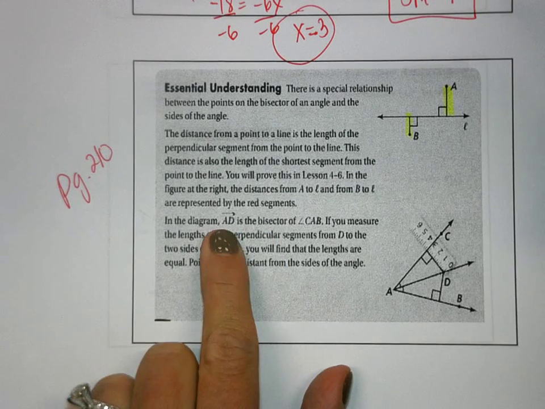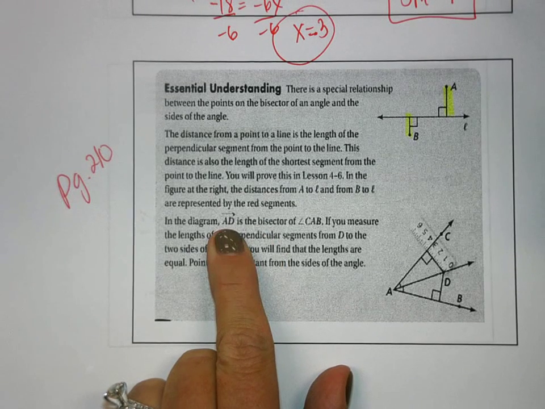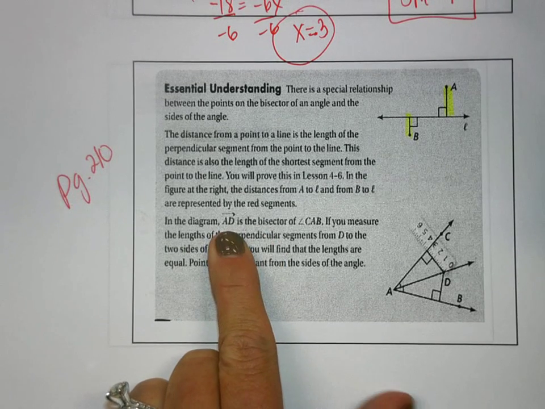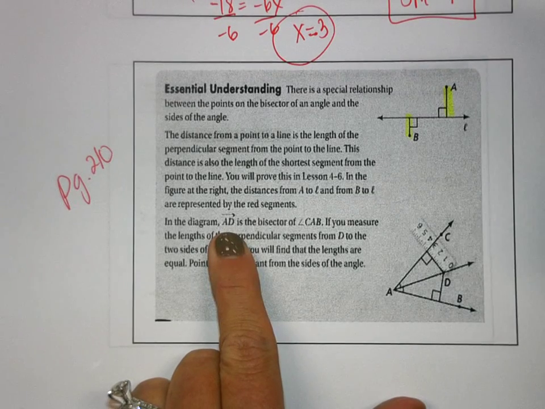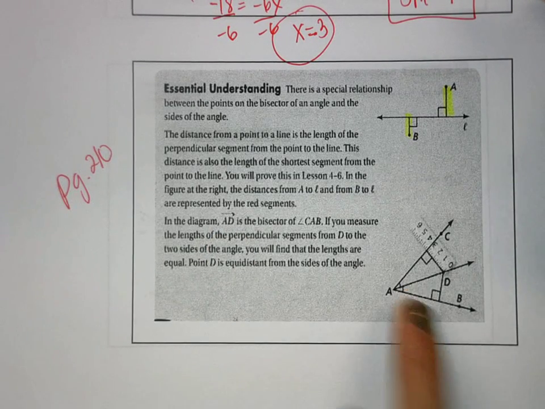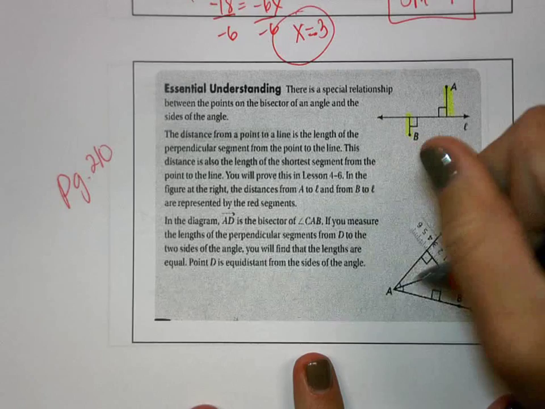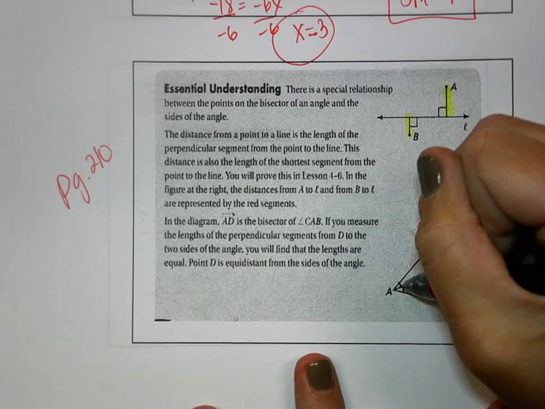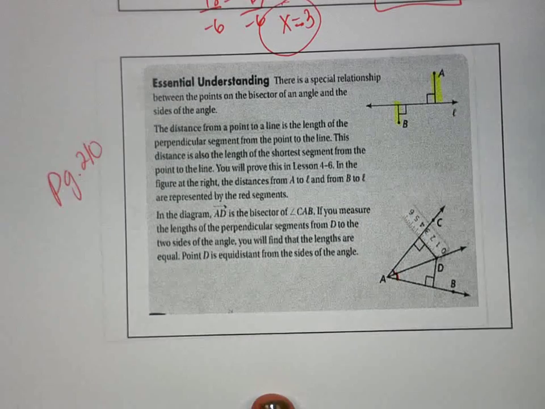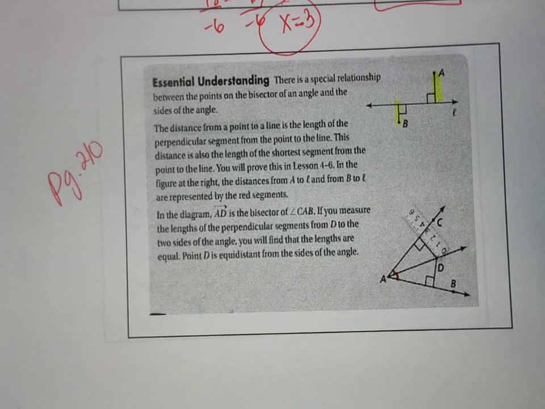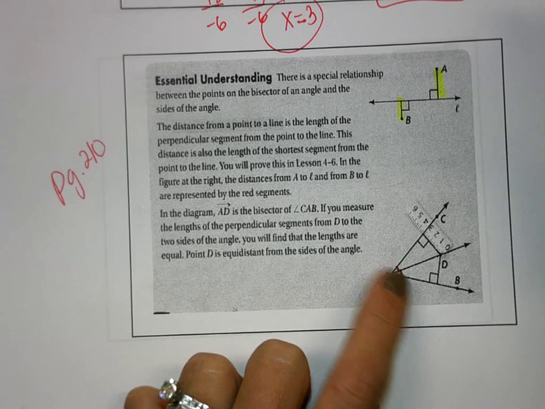In this diagram, ray AD is the bisector of this angle. So when they bisect, they make these two little arcs. Because if you're bisecting an angle, it's going to cut it in half. So each of these are the same degree.